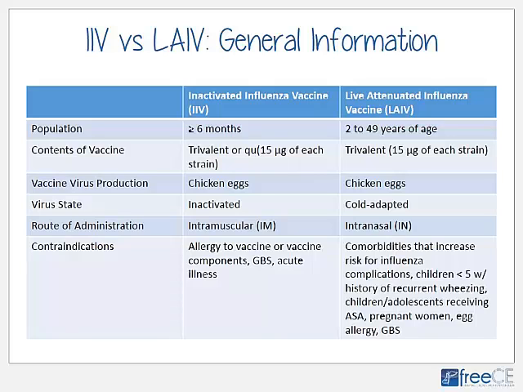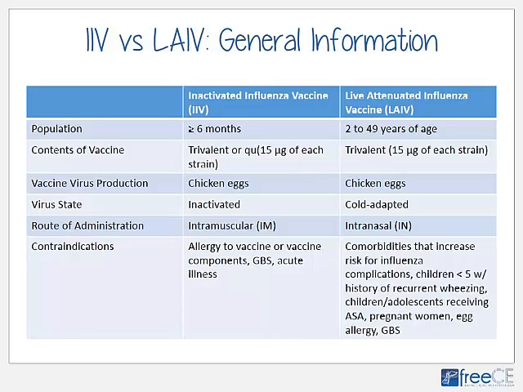In terms of vaccine virus production, there's a slight difference now in these as well. Our inactivated influenza vaccine products were previously only produced in chicken eggs. Now they're produced in both chicken eggs as well as other cell-based cultures. Our live attenuated influenza vaccine product is only produced in chicken eggs, so this would be another important difference. We did walk through the egg allergy previously in the presentation.